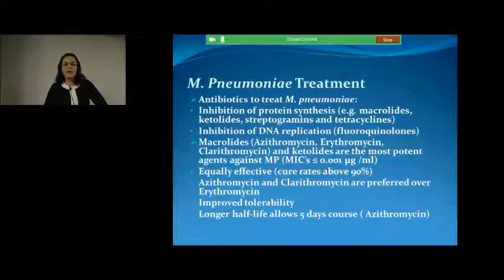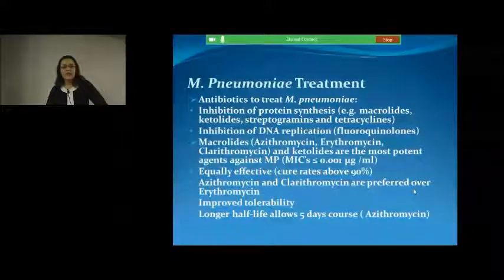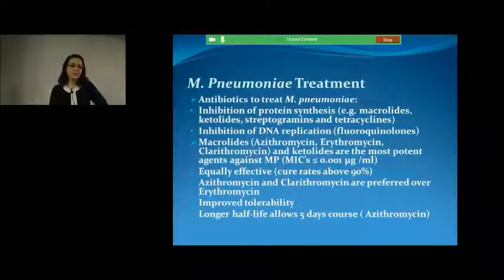Macrolides are azithromycin, erythromycin, clarithromycin, and the ketolides are the most potent agents against Mycoplasma, with very low MICs. If your antibiotic has an MIC below 1, it is considered able to kill Mycoplasma. So those drugs have a very low MIC. They are equally effective, and they have very high rates of cure, above 90%. Azithromycin and clarithromycin I prefer over erythromycin because they improve tolerability. In the case of azithromycin, because it has a long half-life and allows a 5 day course.